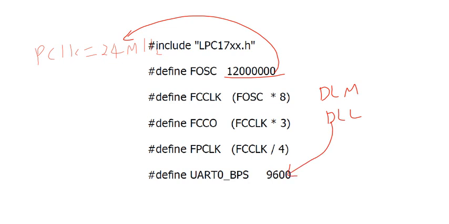In the program, as given in the manual, we multiply by 8 and again divide by 8, which gives the same value. After this, the PCLK value is nothing but 24 megahertz.